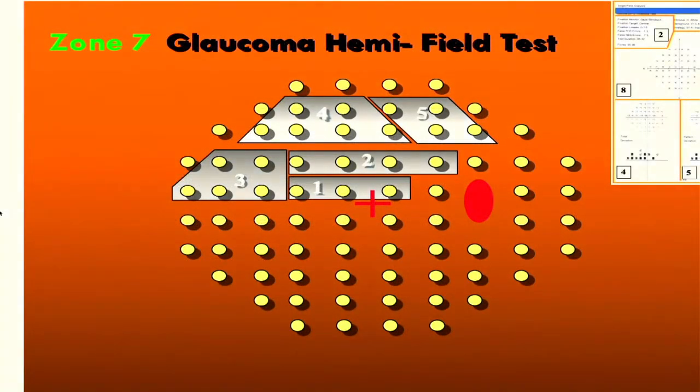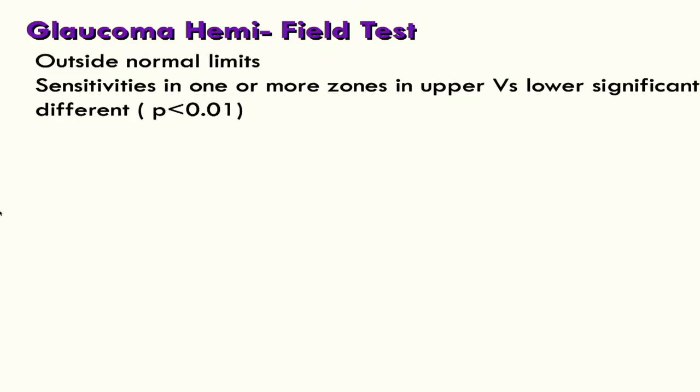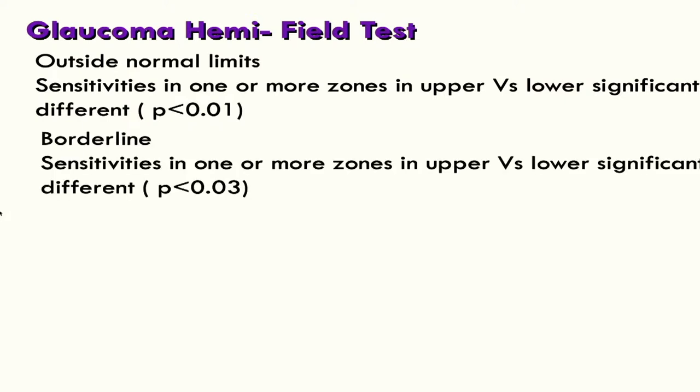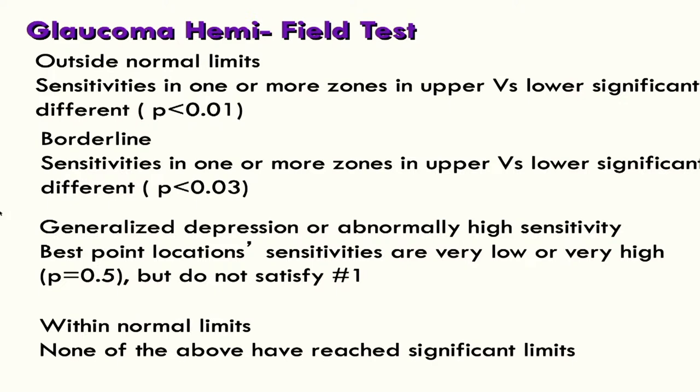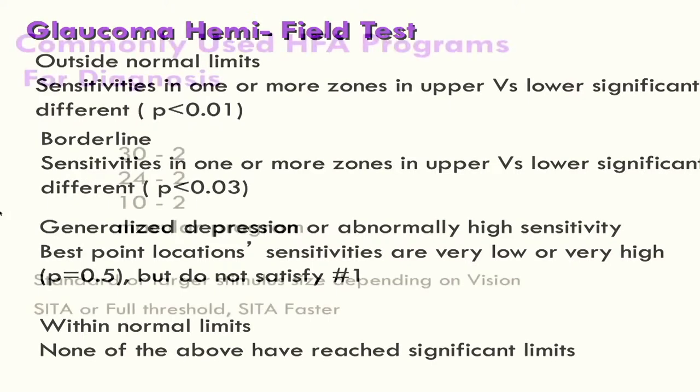And then the glaucoma hemifield test, which divides each hemisphere, superior or inferior, mirror images into 5 zones and compares it to the opposite zone. And you get four messages on the printout. It's outside normal limits when the difference is depressed P less than 0.01. When it's depressed P less than 0.03, it is called borderline. And it's called generalized when P is equal to 0.05. And of course, it reports it as normal when none of this has been reached.